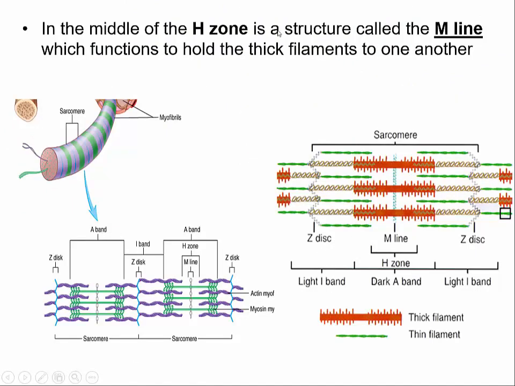Now in the middle of the H zone is a structure called the M line, which functions to hold the thick filaments to one another.